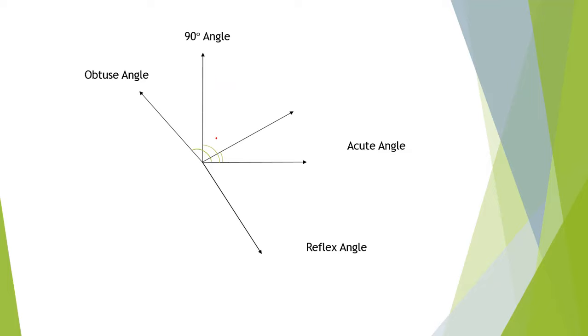90-degree angles are also known as right angles. Angles less than 90 degrees are acute angles. And if an angle is greater than 90 degrees but also less than 180 degrees, it's called an obtuse angle. This is an obtuse angle. This angle is even bigger than 180 degrees. Angles between 180 and 360 degrees are sometimes called reflex angles.